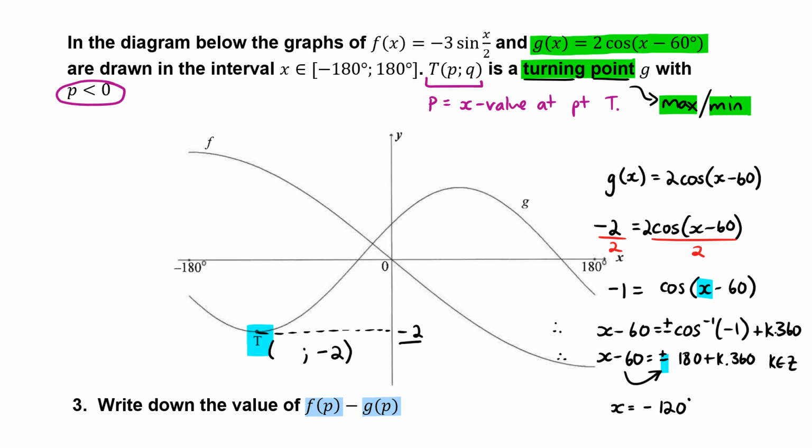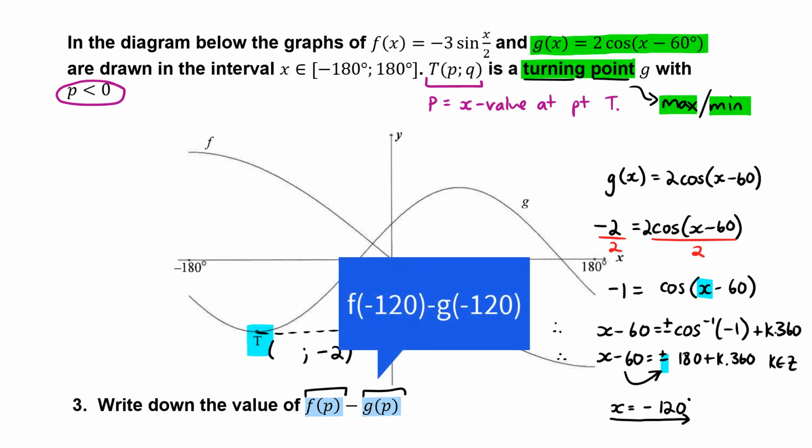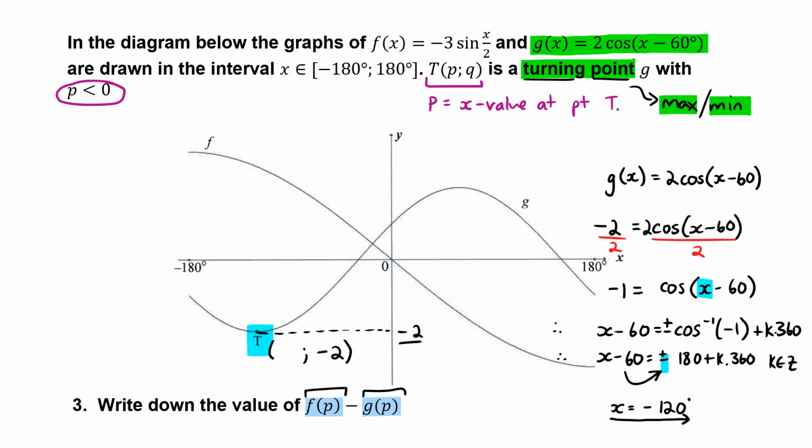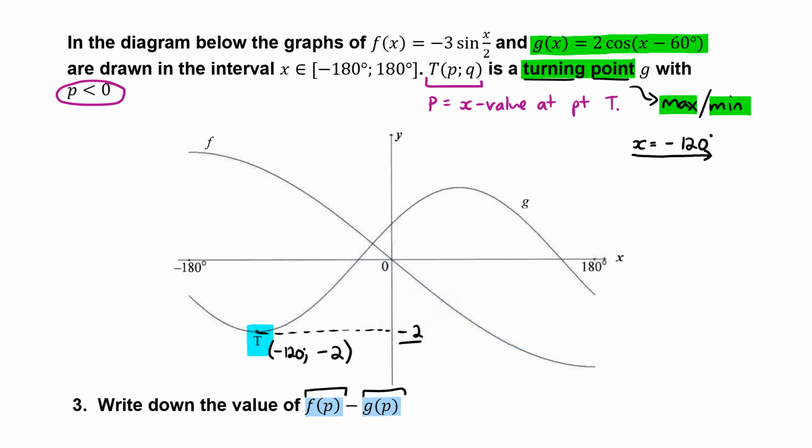So x of negative 120 degrees. But the question says to us, find the y-coordinate of f, where x is equal to 120, and the y-coordinate of g, when it's equal to 120. So we can simply substitute that in for ourselves.